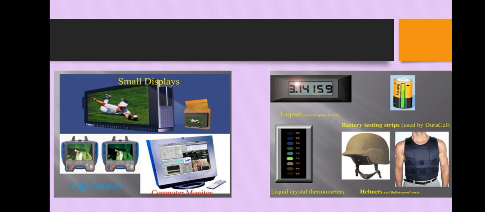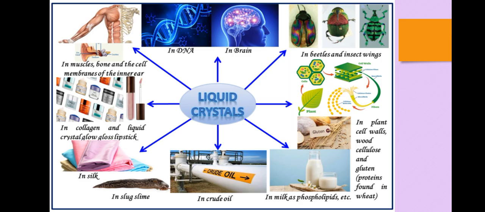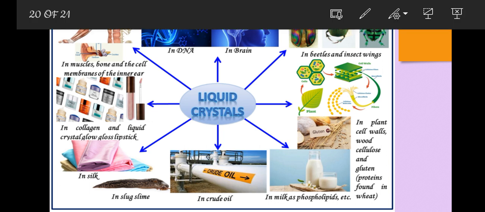These are also some applications of liquid crystals. They can be used in liquid crystal displays, battery testing tips, helmets, light shutters and computer monitors. Liquid crystal thermometers are there, in which we use thermotropic liquid crystals. Liquid crystals are also found in the brain, DNA, beetles and insects, in milk as phospholipids, in plant cell walls, wood cellulose, gluten proteins, slag, lime, silk, collagen, muscle and bones. So these are the main important points about liquid crystals.